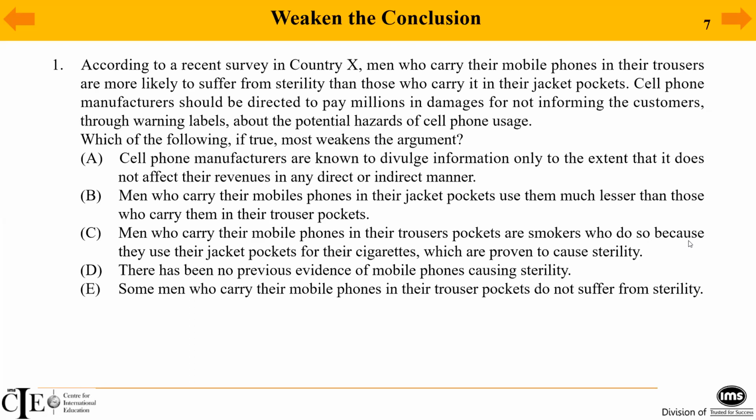There has been no previous evidence of mobile phones. Maybe now, according to a recent survey, there is evidence, right? So this conclusion is based on the recent survey. So we don't want previous evidence here. C is giving an alternate reason, saying that the cigarettes may be responsible for sterility, which are proven to cause sterility, an alternate reason for sterility. So C option is correct, because C is giving an alternate reason for causing sterility. Okay.